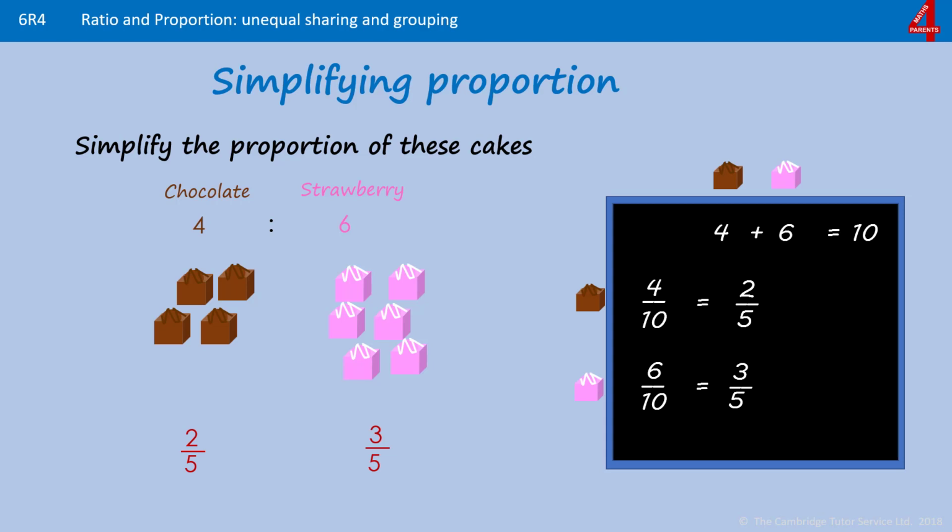Just so you can see what that looks like, there are 4 chocolate ones altogether out of 10, but in each group there are 2 out of every 5.